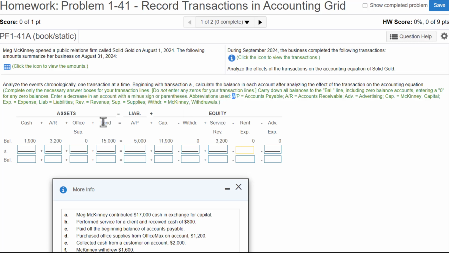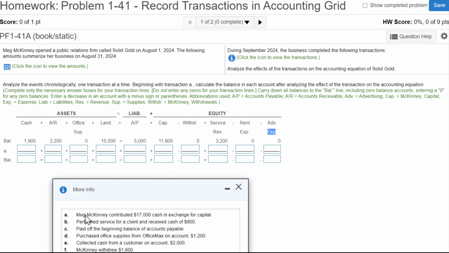Abbreviations used. So here's what's going on. AR, hopefully you know what AR is. It's accounts receivable. Office SUP, that's office supplies. Land. AP is accounts payable. CAP stands for capital. Of course, that's the equity account. WITHDR is withdrawals. Also known as draws. Service rev is service revenue, rent exp is rent expense, and ADV exp is advertisement expense.